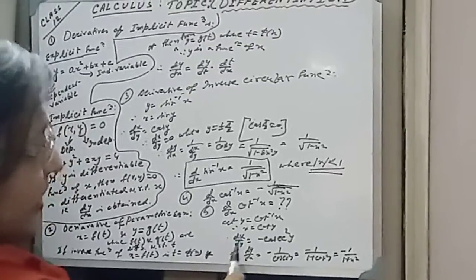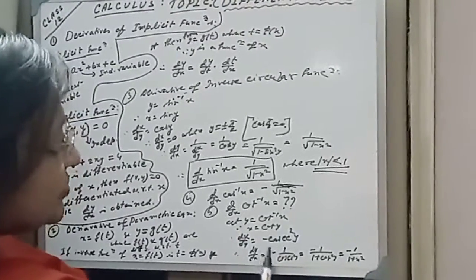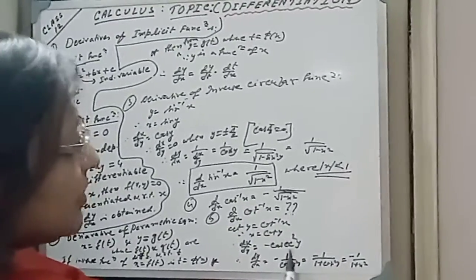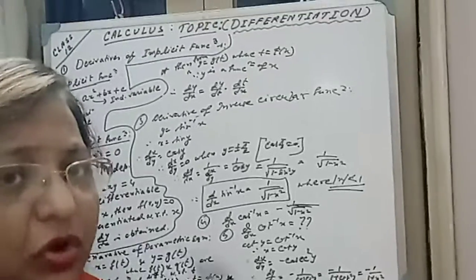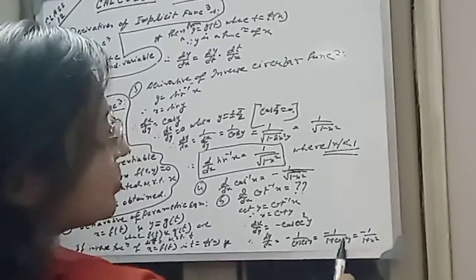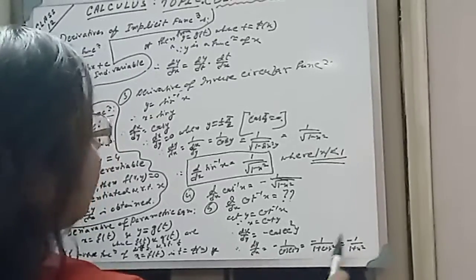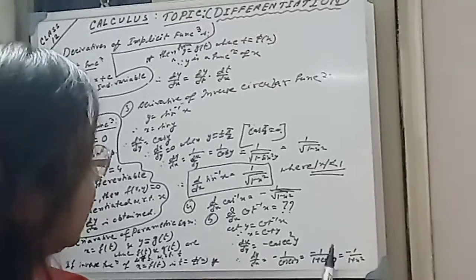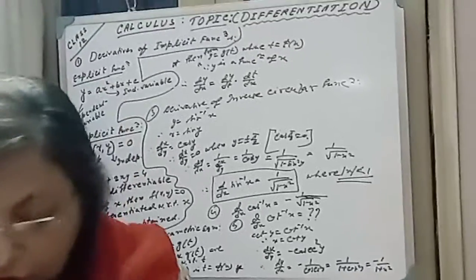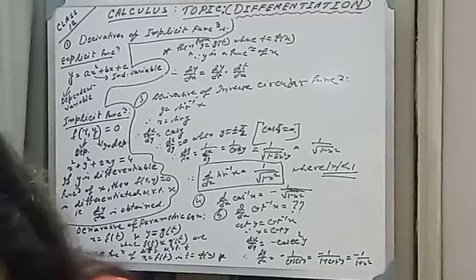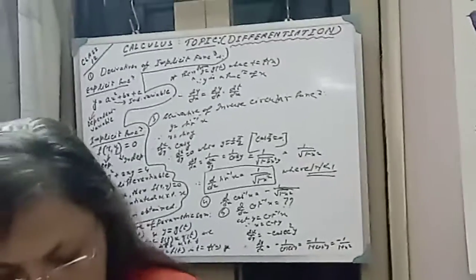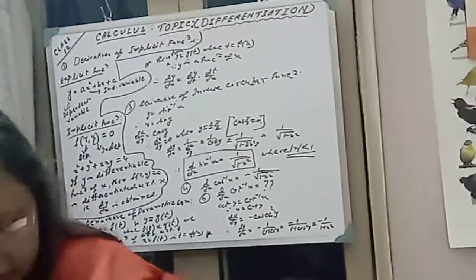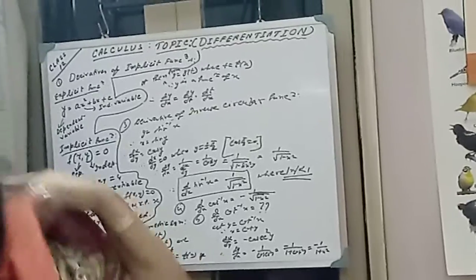Since dx/dy equals minus cosec square y, dy/dx will be minus 1 by cosec square y. We know cosec square theta means 1 plus cot square theta. So it's coming minus 1 by 1 plus cot square y. Cot y is equal to x here. So minus 1 by 1 plus x square is the derivative of cot inverse x. Next, similarly, we can find the derivative of sec inverse x and the derivative of cosec inverse x.